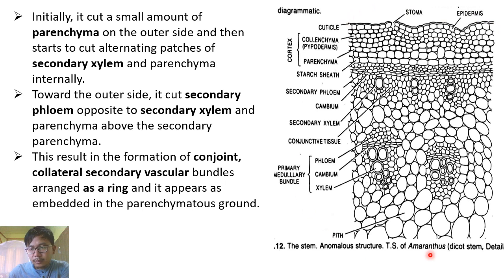This picture is a magnified version of some portion of the Amaranthus dicot stem, and it appears embedded in the parenchymatous ground. Parenchymatous ground means the cells or tissue which surround the vascular bundles. Somewhere here, they are called parenchymatous ground. That means it looks like these vascular bundles are arranged in a parenchymatous tissue.